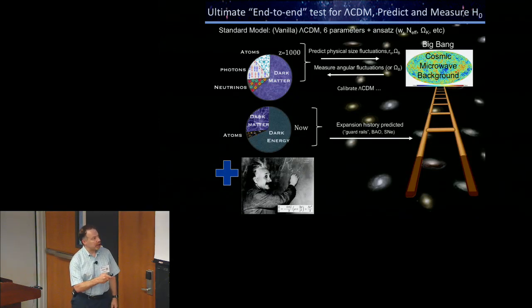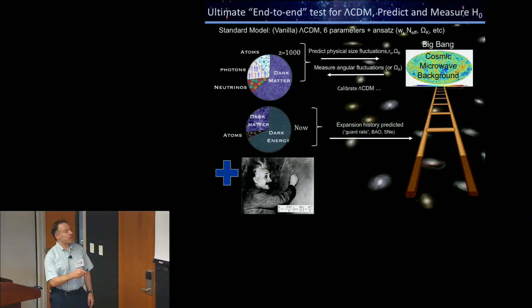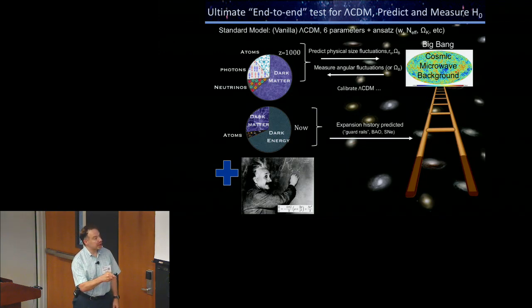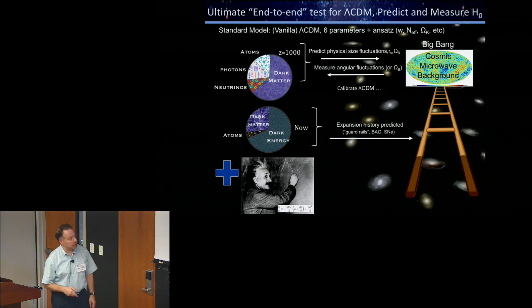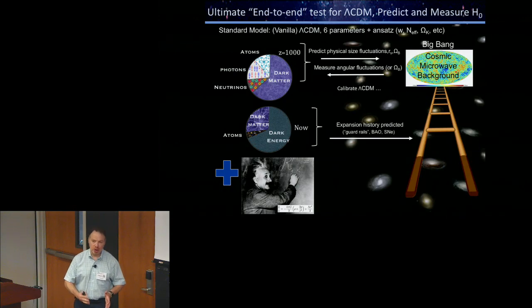Once calibrated, we then use this form of the model, which is quite evolved from the previous form, to predict the expansion history of the universe. And along the way, we get guardrails. We get baryon acoustic oscillations and supernovae. They're guardrails because they don't tell us we're on the right road. They don't tell us we have all the right parameters, but they make sure we don't go off curves in the road, that there isn't some very surprising behavior later on.